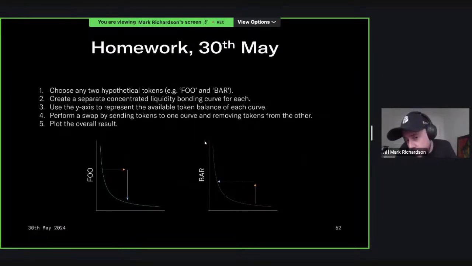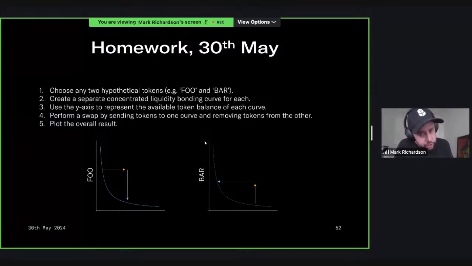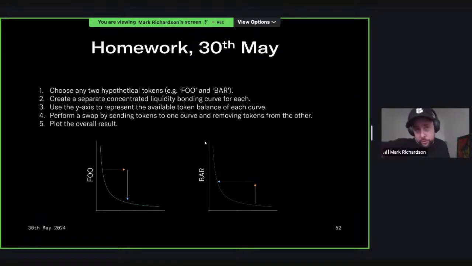And so I do have homework for you again. And it's probably what you expected. I want you to choose any two hypothetical tokens like Foo and Bar, whatever, ETH and BTC, doesn't matter. Create a separate concentrated liquidity bonding curve for each. Remember the convention, the token balance is always on the Y. And then perform a swap by sending tokens into one of those curves and removing tokens from the other, and plot the overall result.